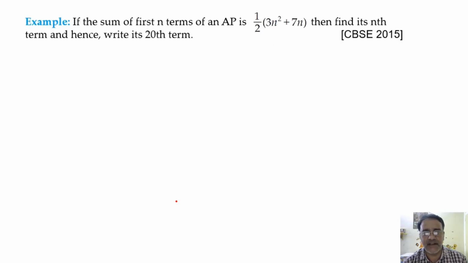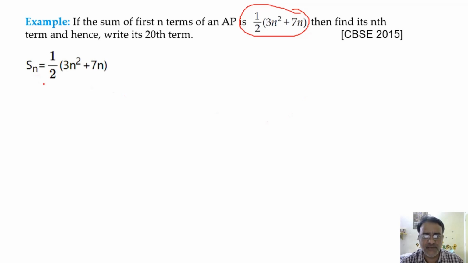Okay, let us see one example. This is a CBSE 2015 board question, and here Sn is given, that is half into 3n square plus 7n. Okay, first we have to find S1. S1, how will you find? Simply by substituting the value of n as 1. So 3 plus 7, 10, by 2, 5.